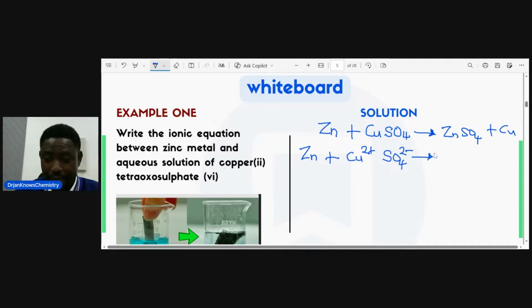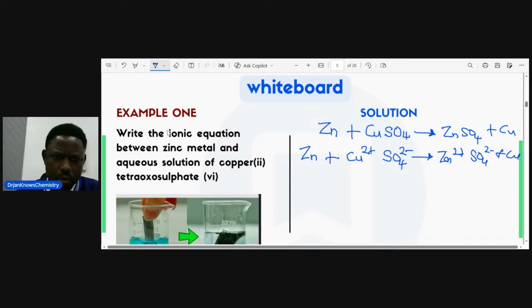So you are going to do this with me. How do we split zinc sulfate? It's the same thing: Zn2+ and SO4 2-. Then we have copper.